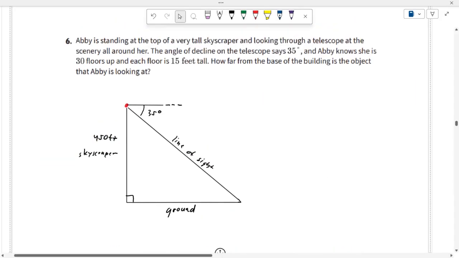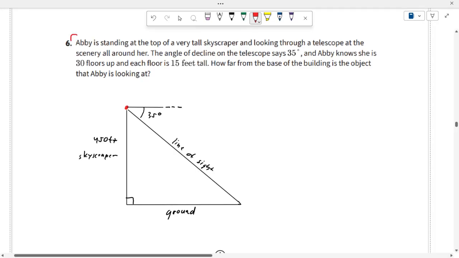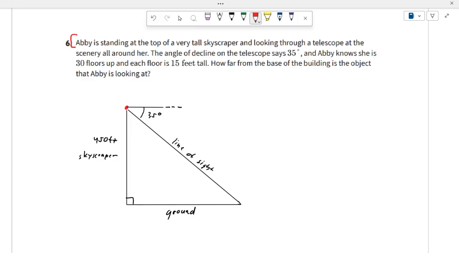All right, that was way more complicated than it had to be, but point is we got our picture and we're all set to go now with question 6. So question 6, the beginning is more or less identical to question number 3, same scenario. So Abby's standing on top of a skyscraper looking down, angle of decline. We figured out in question 3 that the skyscraper was 450 feet tall. So that's all the red bracket. The question that we're now being asked to find is, how far from the base of the building is the object that Abby is looking at?